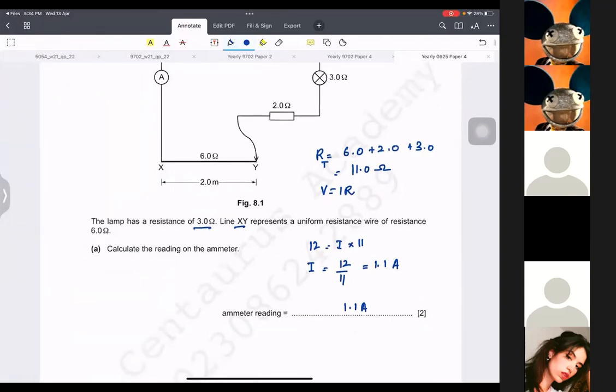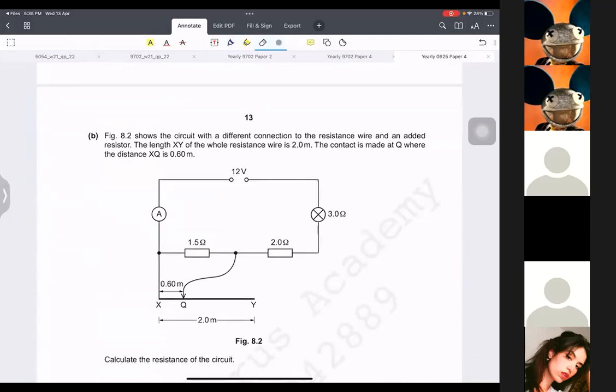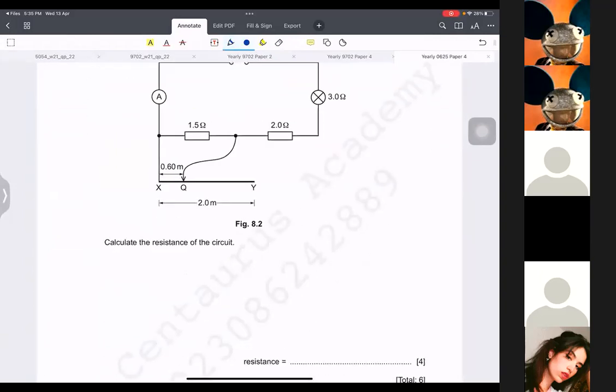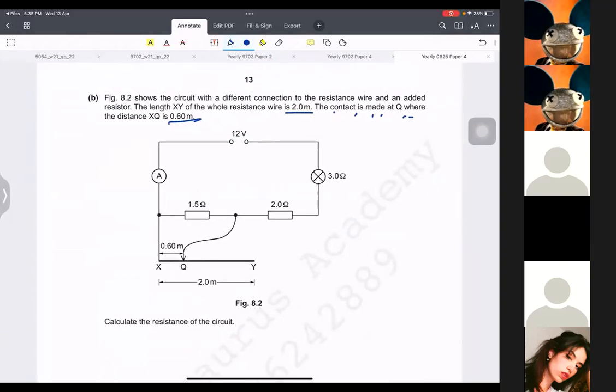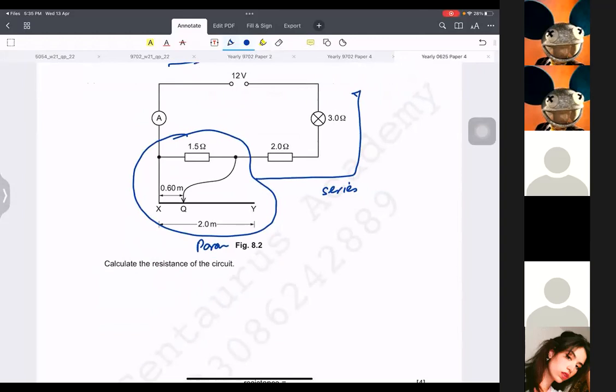Please do that. Then, in this section, it shows a circuit with a different connection, resistance added. The length XY of the whole resistance is 2 meters. Okay. And the contact is made at Q where the distance is this. Fine. Calculate the resistance of the circuit now. Now you have to understand something very, very clearly. This whole thing, if you look at it, this is parallel and this is in series with this. So I want to first solve the parallel one. The important thing is that right now the connection is made at this point.